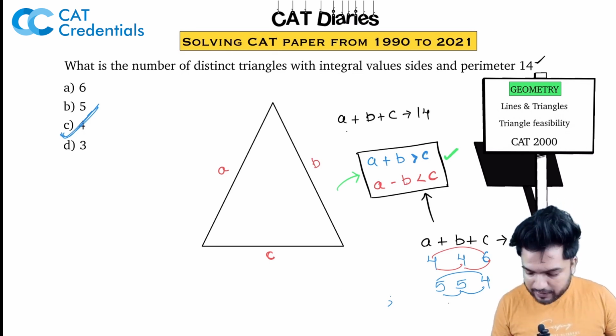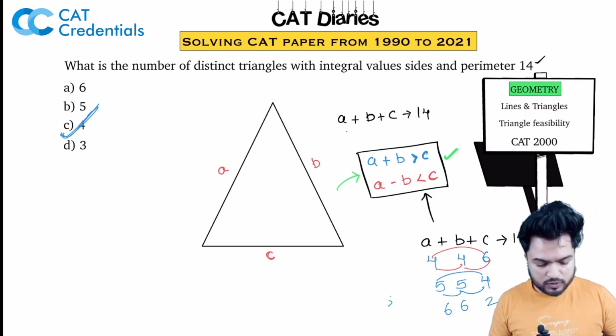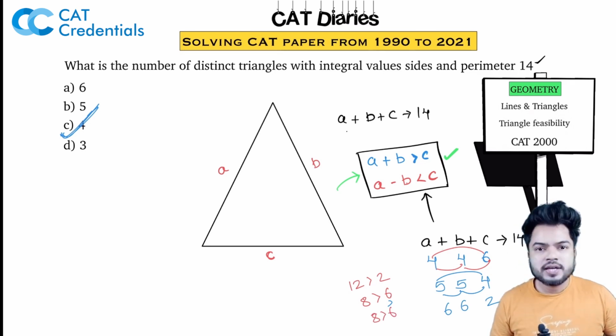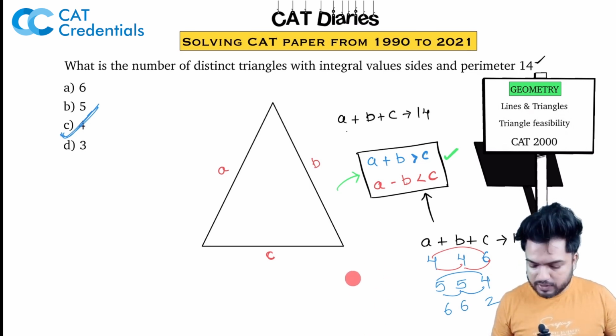Is there any other way? After 4, 4, 6 and 5, 5, 4, let's write 6, 6 now. 6 plus 6 is 12. Now this would be what? 2. So the sum of the two has to be greater than the third. So 6 plus 6, 12, is greater than 2. 6 plus 2, 8, is greater than 6. Yes. Again 6 plus 2, 8, is greater than 6. Correct. So 6, 6, 2 is one of the cases where the three sides of the triangle can be formed. Now, is there any other case?